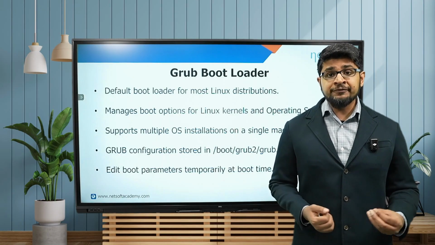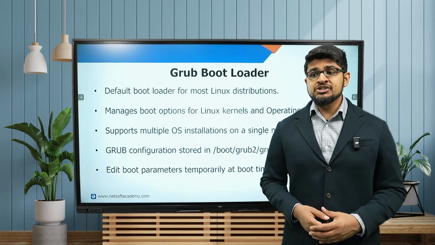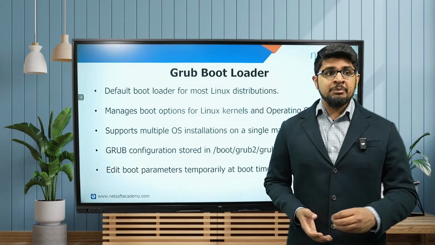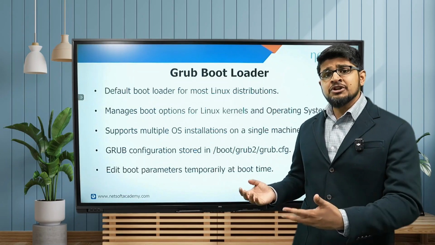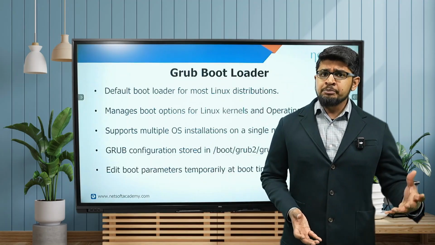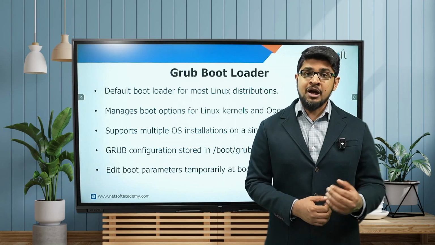The configuration file for the bootloader is inside the boot directory, /boot/grub2/grub.cfg. You can edit your boot parameters temporarily at boot time by pressing the E key and give the necessary parameters to boot into a separate kernel or boot using different boot parameters.